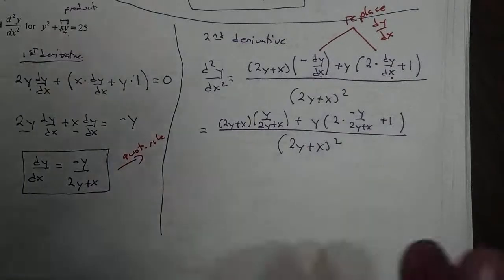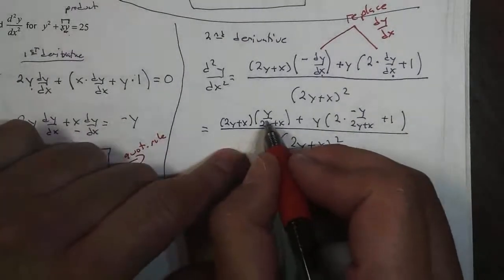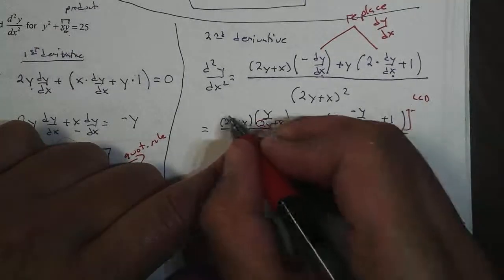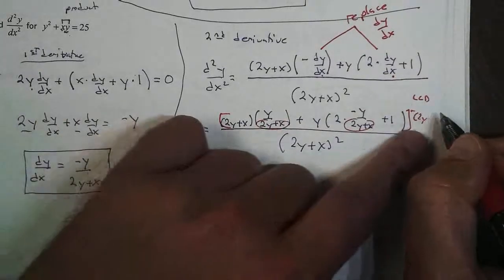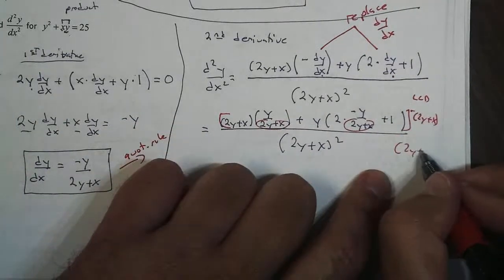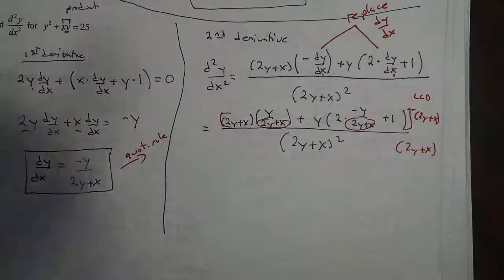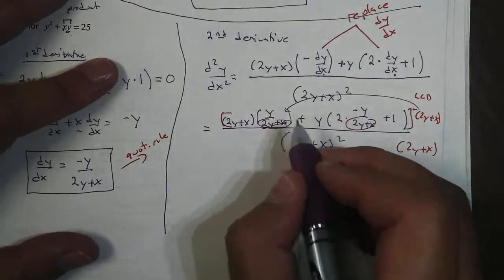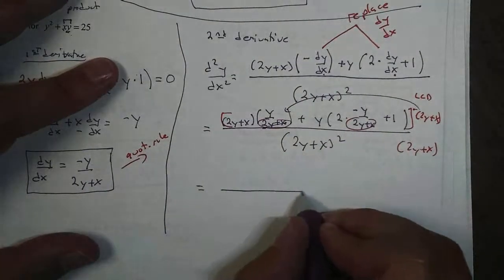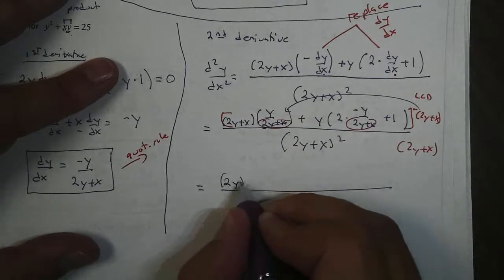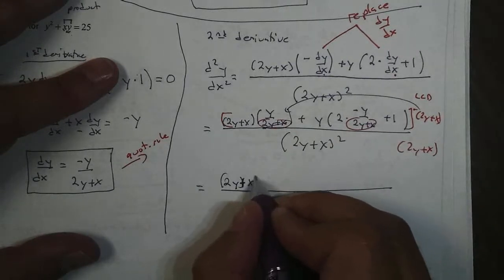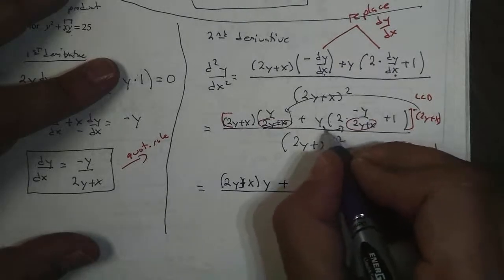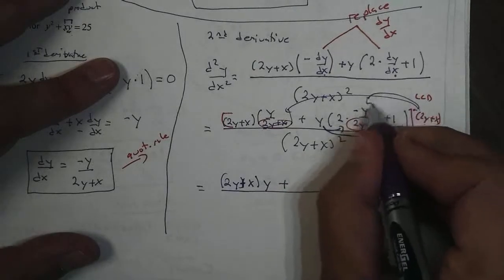Not done anything really complicated yet. Now I don't like the fractions here in the bottom, so I'm going to multiply by that LCD. We've been practicing this for a few days, right? 2y plus x, 2y plus x. And I'm going to distribute. If I distribute to the first group, those cancel out. And what I'm left with is 2y plus x times y plus, now over here I'm going to distribute and distribute at the same time.